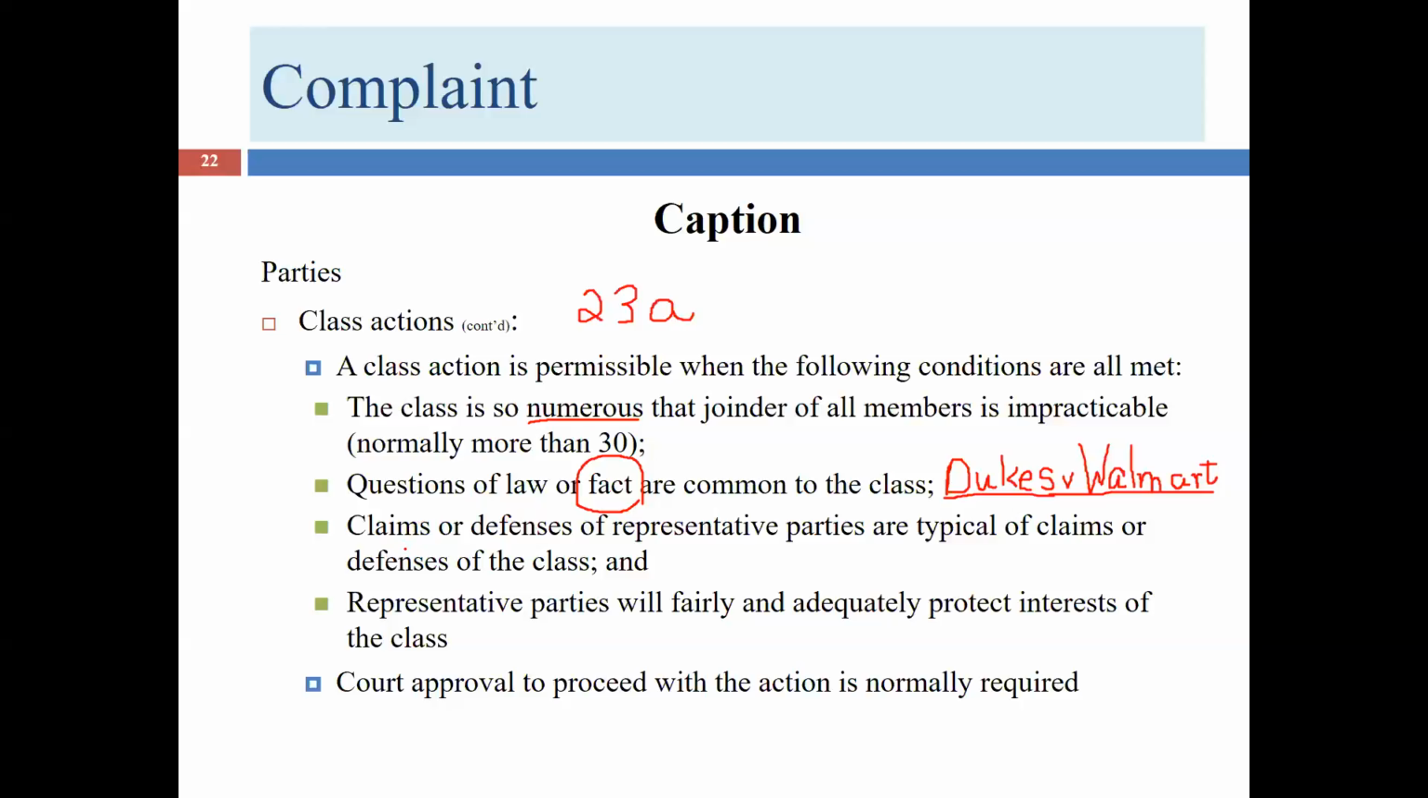Let's go to the third requirement. Claims or defenses of representative parties are typical. This is the typicality requirement of claims or defenses of the class. So let's say that I am chosen to, again, we're going back to the scenario in which I had the rash and was out $600, and I am chosen to be one of the class representatives. You can have just one, but usually you're going to have several class representatives to reflect the diversity in this pool of individuals.